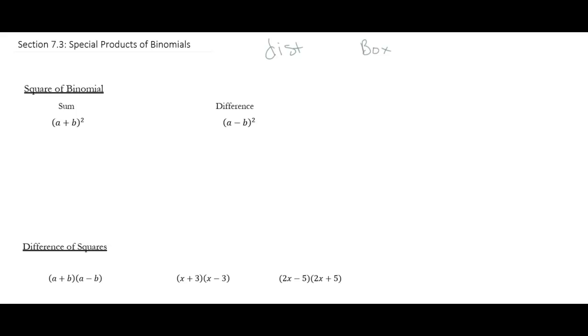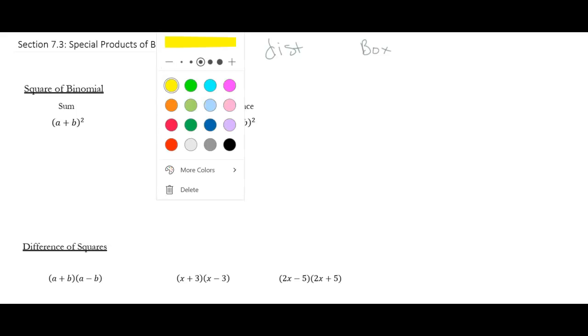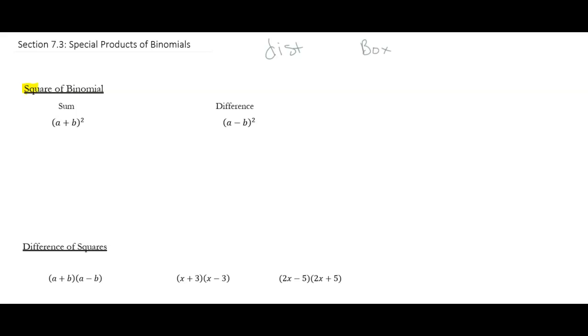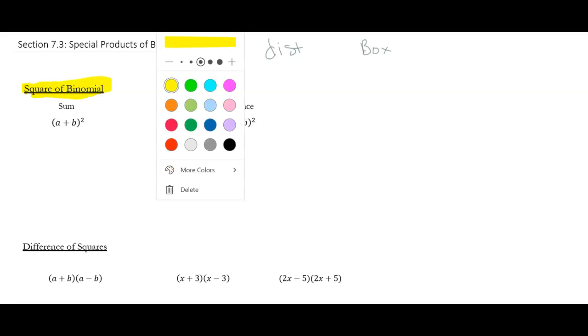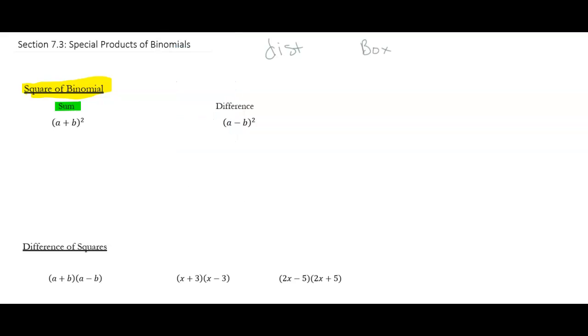Okay, so when you have the square of a binomial, what that means is it's the same thing twice. We'll look at that highlighting. There are two options: there's the sum, and then there's the difference. It's the same rule. The only thing that's going to be different is the sign. So when I do this, let's visually see what happens.